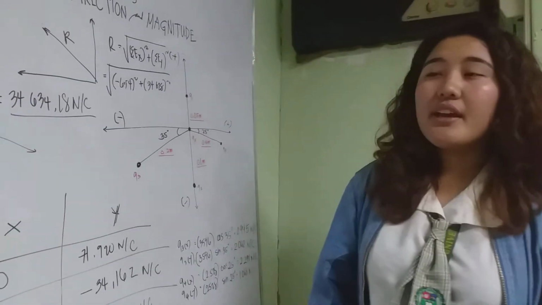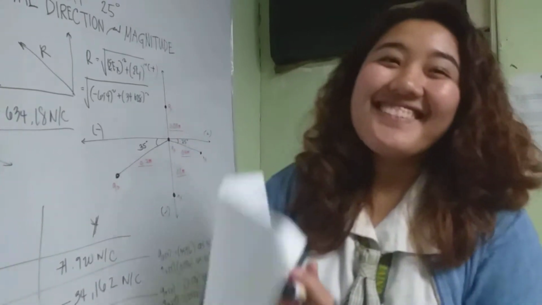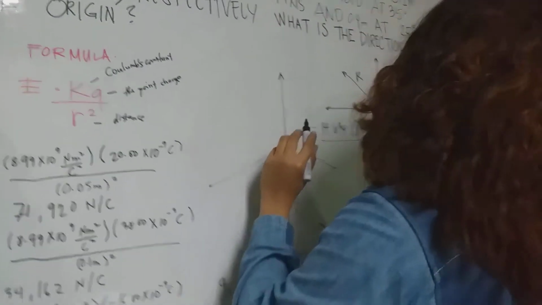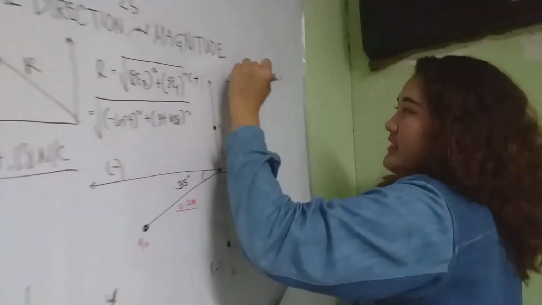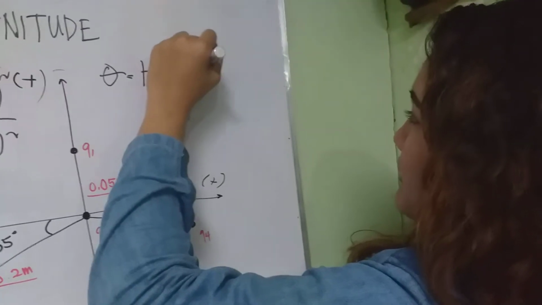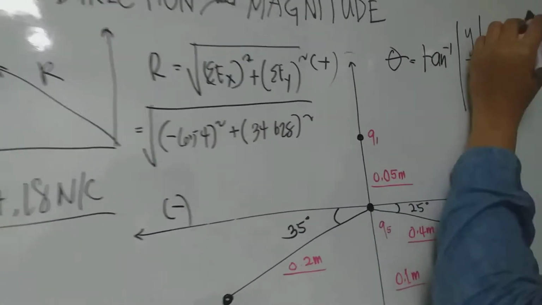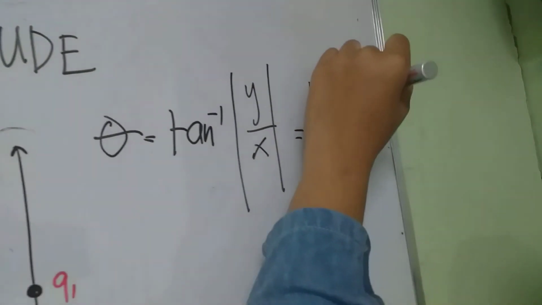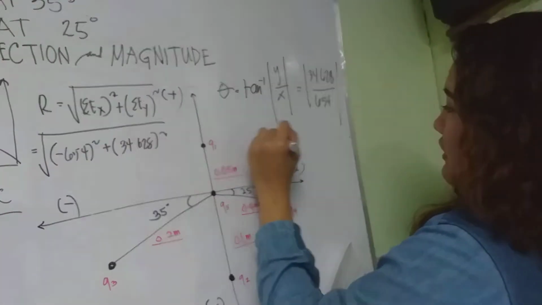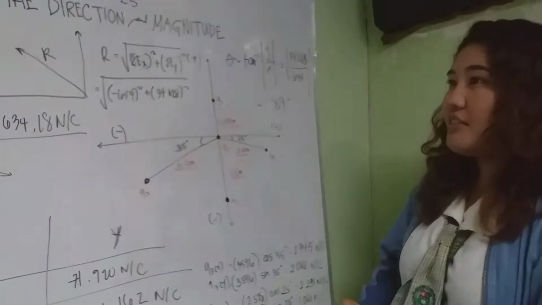So that will be the magnitude of our electric field at the fifth point, or as we call it, the origin. Now, we have to get the reference angle, and we can do that by inverse tan of absolute y over x. And our y value is 34,628 over 654, which will give us an angle of 89 degrees.